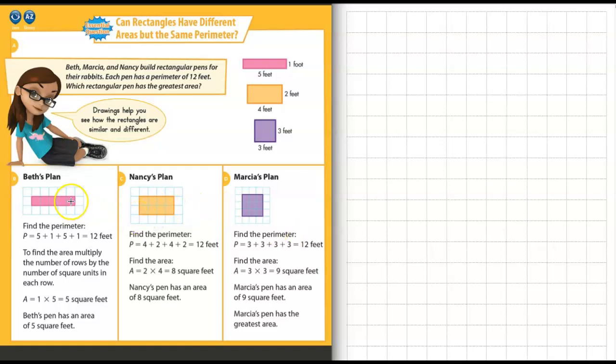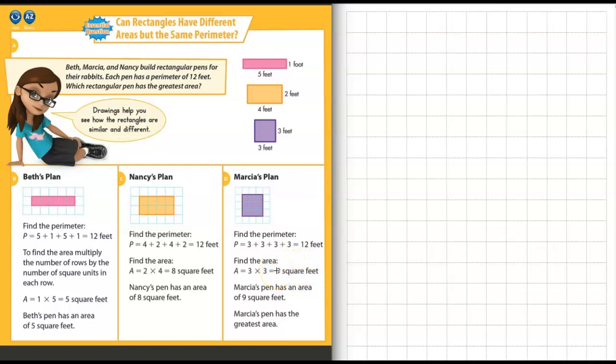So when we look at area, we're looking at the inside. Remember, it's the squares that make up the inside of the shape. So this one has 1, 2, 3, 4, 5, or 1 times 5 is 5 square feet. Nancy's plan is 4 times 2, or 2, 4, 6, 8, 8 square feet. And Marcia's plan is 3 by 3, or 3, 6, 9, 9 square feet.